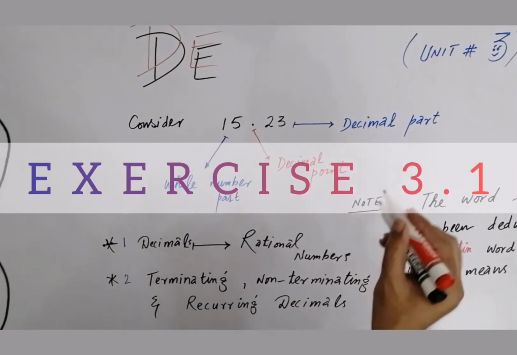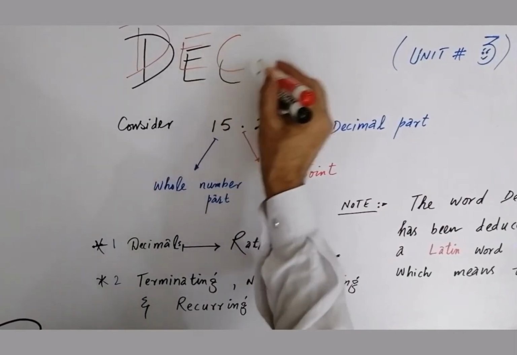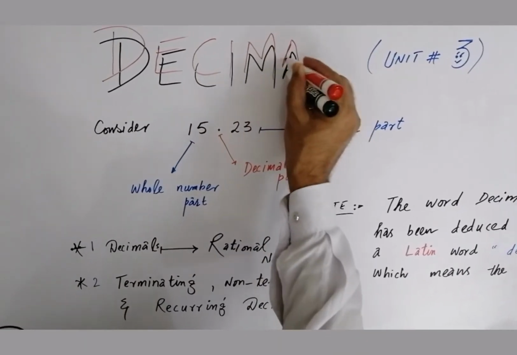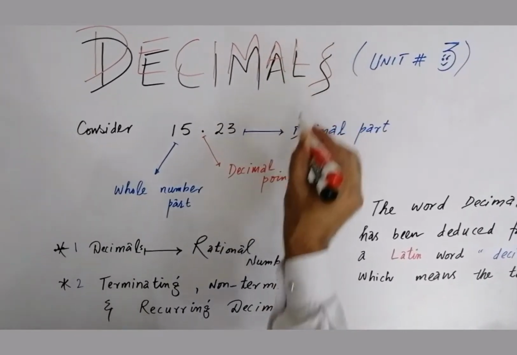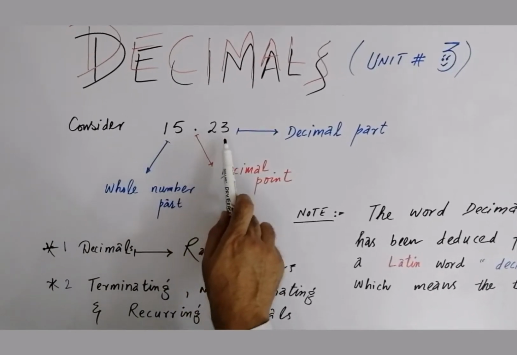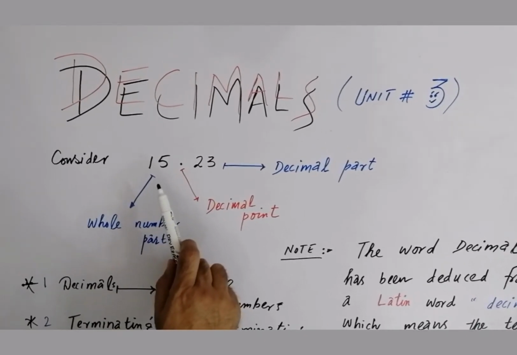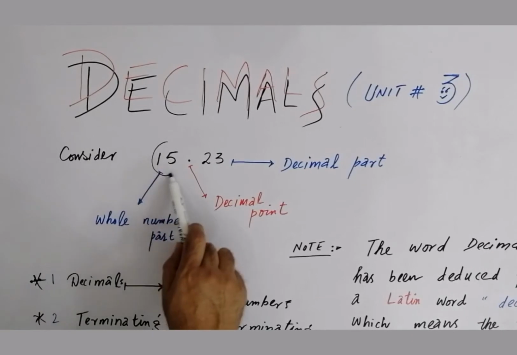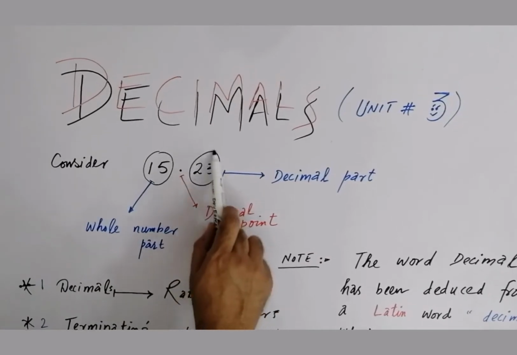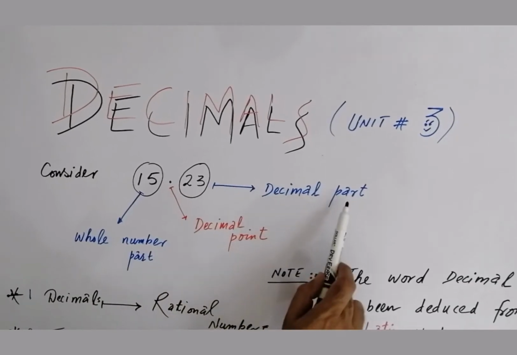Today our new chapter is unit number 3, which is about decimals. Consider this number, which is 15.23. In this we have two parts. The first one, 15, is the whole number part, while the number after this decimal point is called the decimal part.